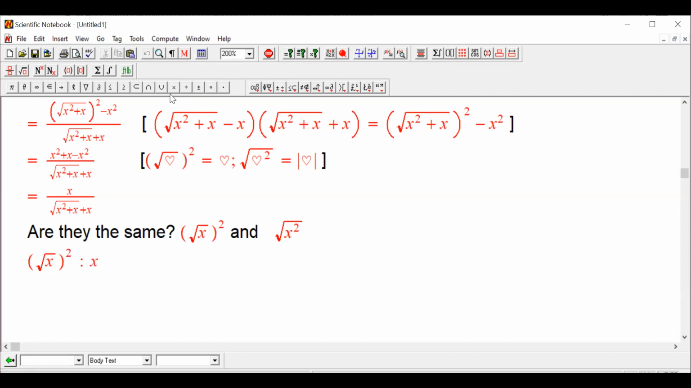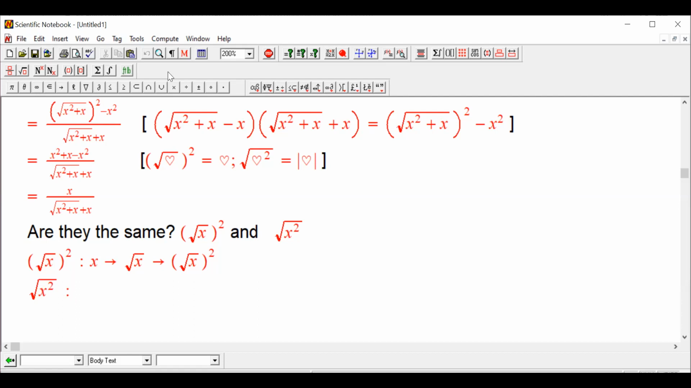So x is the input. After x serves as the input, we're going to do root x first. So root x, take the square root. After we get the square root, then we square the square root. So that's the order of operation. Then we're done.